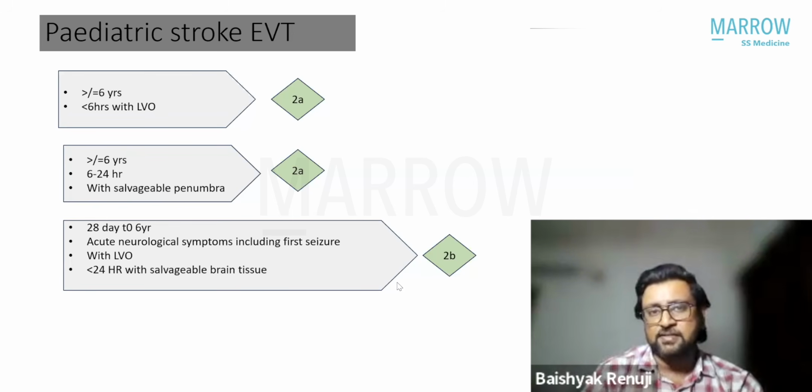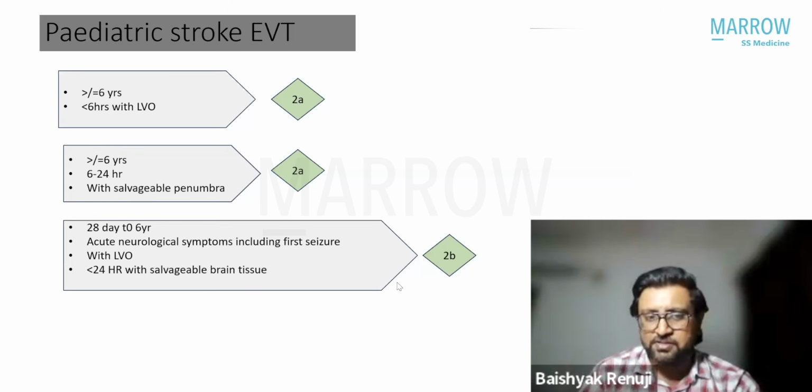So it is again 6, classical 6 foot is the best. More than 6 years, 6 to 24 hours, salvageable penumbra, again, DAWN and diffuse. You can do again with 2A. But 28 days to 6 years, the evidence is much less. You require a much trained interventionist.